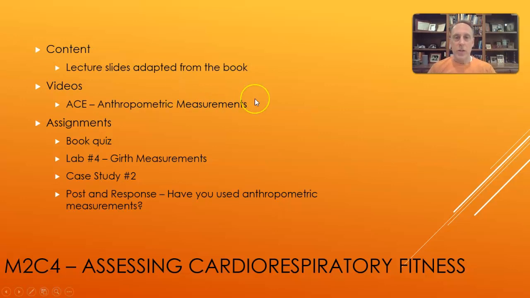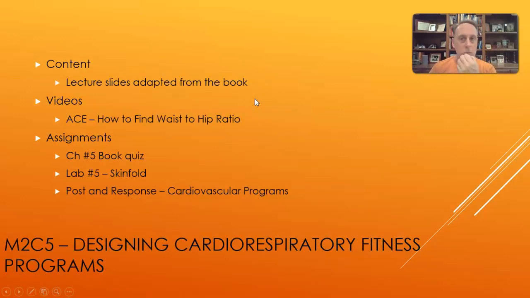So let's take a look at Chapter 5 here. We have the content itself, also some more videos from the American Council on Exercise, on how to find waist-to-hip ratio. You'll notice there is not a case study here because it's an odd number. So you have the Chapter 5 quiz, Lab 5 regarding skinfold, and then we have post and response for you regarding cardiovascular programs.